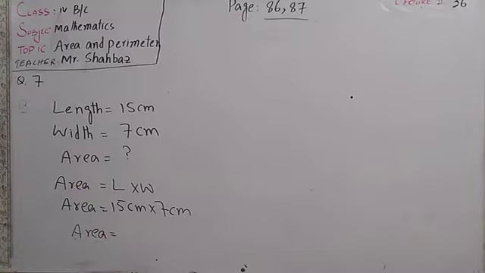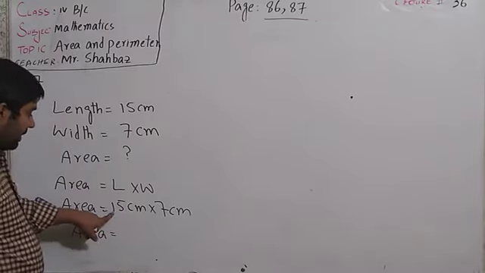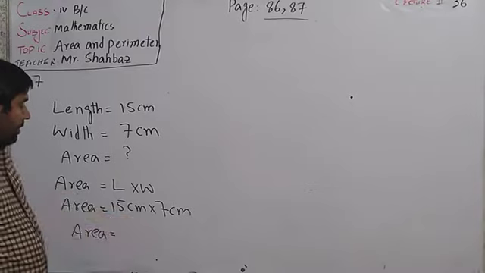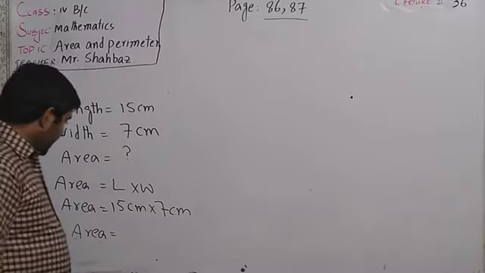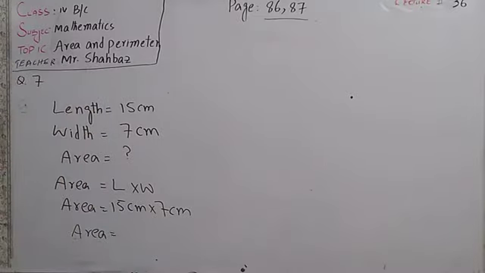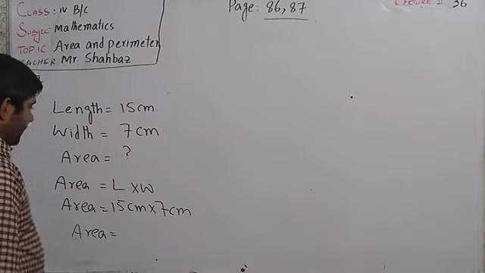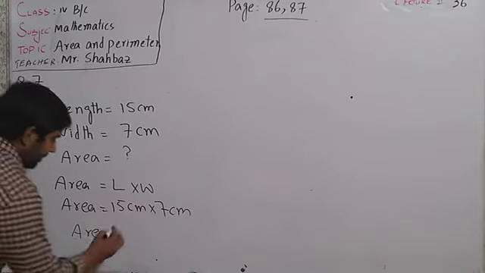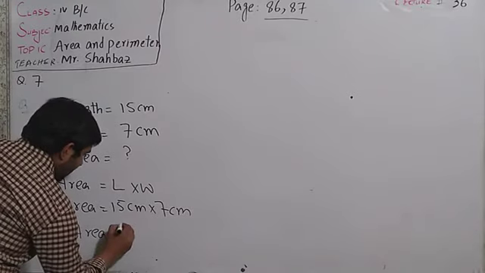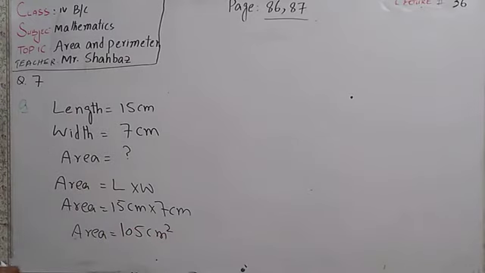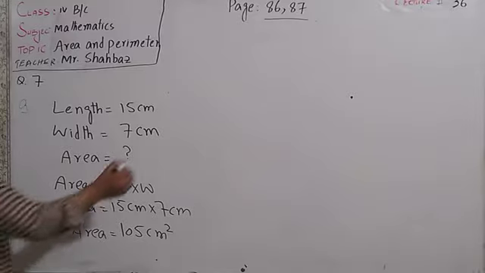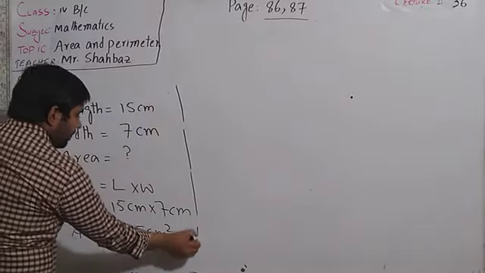Dear students, I told you before that you have to learn the tables. This is 15 up to 7. 15 1s are 15, 15 2s are 30, 15 3s are 45, 15 4s are 60, 15 5s are 75, 15 6s are 90, 15 7s are 105. 105 centimeter square. This is the answer of part A. Next, you have part B also.